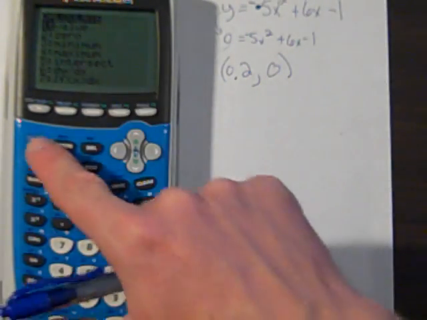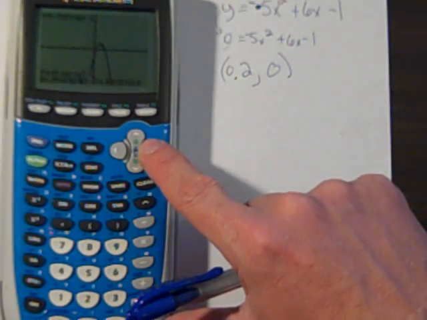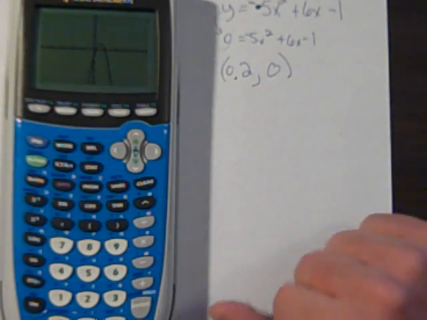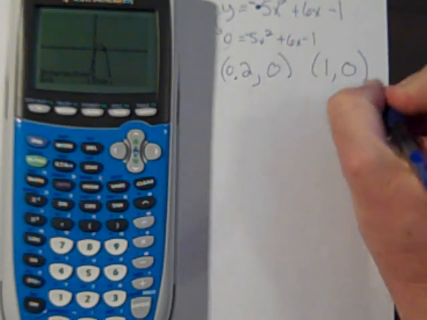I'm going to do the same thing for the second one. Again, I'm going to go to second trace, option 5. This time I need to get a little bit closer to where my second one is. Second curve, yes. Guess, yes. Intersection is 1, 0.